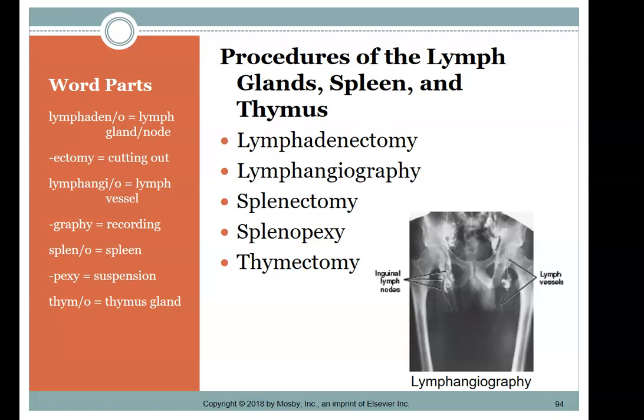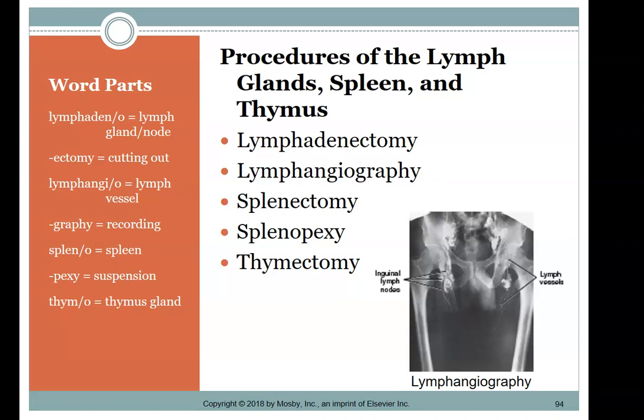A splenectomy is to cut out all or part of the spleen to treat splenomegaly or a ruptured spleen. A splenopexy is fixing a spleen that is out of place because of a trauma or congenital condition. And a thymectomy is to cut out all or part of the thymus gland to treat cancer or myasthenia gravis.